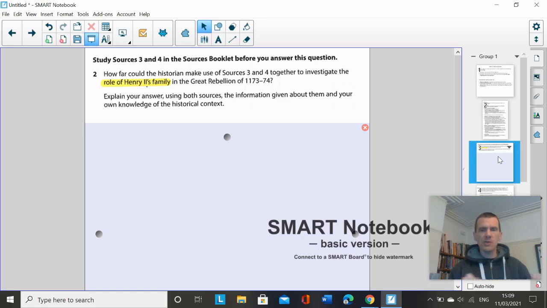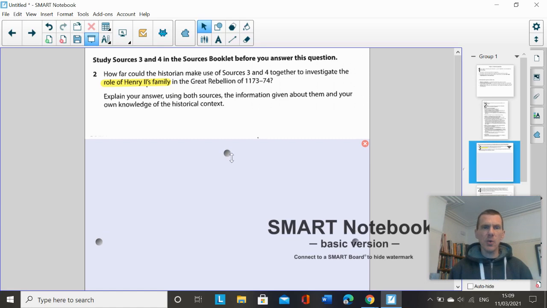So this question was, how far could the historian make use of sources 3 and 4 together to investigate? Now, that's always the stem. How far can the historian make use of sources X and Y together to investigate this particular thing? In this case, the role of Henry II's family in the Great Rebellion of 1173-74. So Henry II was king at this time, and there was a rebellion against him, and his wife and several of his sons rebelled against him, along with various noblemen as well. So the focus needs to be on what these sources tell us about the role of Henry's family in that rebellion. So we know what that role was. Do the sources reflect what we know?